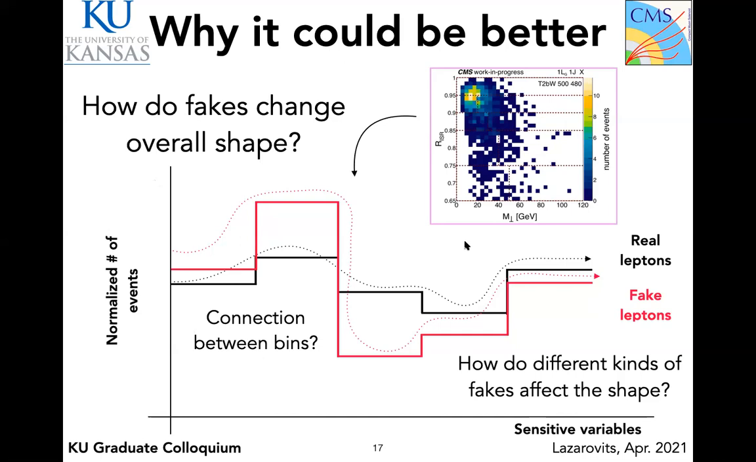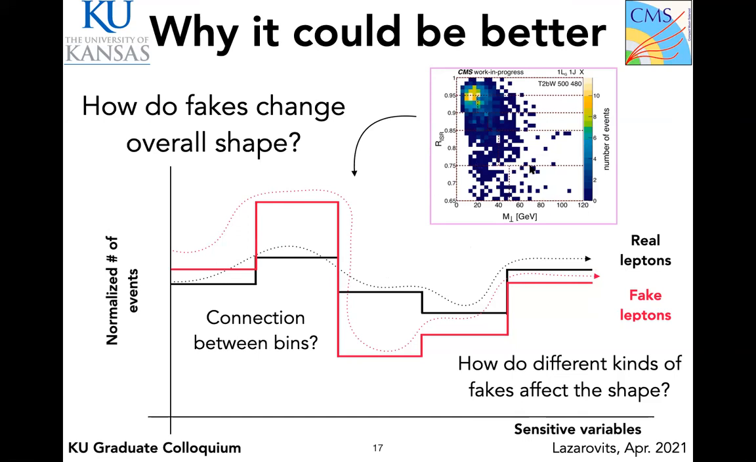But when I say shape, what I mean is literally just that, the shape of this histogram. So you can see real leptons are in black, potentially shape changes due to fake leptons are in red, and the shape is just represented by both of these dotted arrows. And you can see they're different because that's the effect that the fake leptonic background has on our data. And so I want to take into account how these fake leptons change the overall shape of our data.